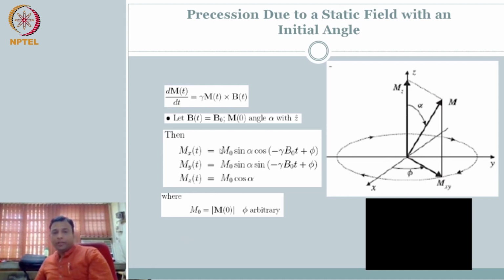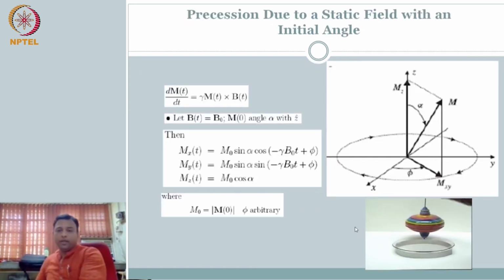So the magnitude of your M naught here is nothing but the magnitude of the M vector at time equal to 0. Phi is arbitrary. So this is the equation of motion that tells us the magnetization vector is precessing around the z direction. Okay, this is very similar to the gravitational field counterpart, your top experiment, right?